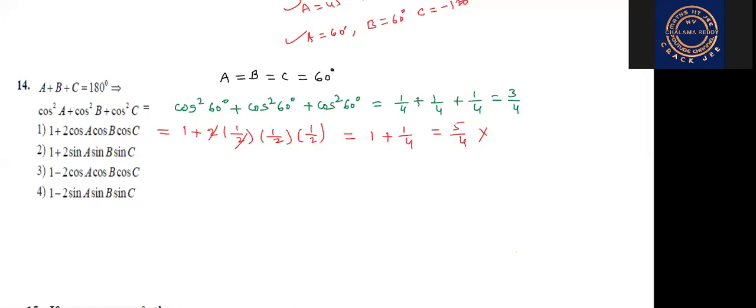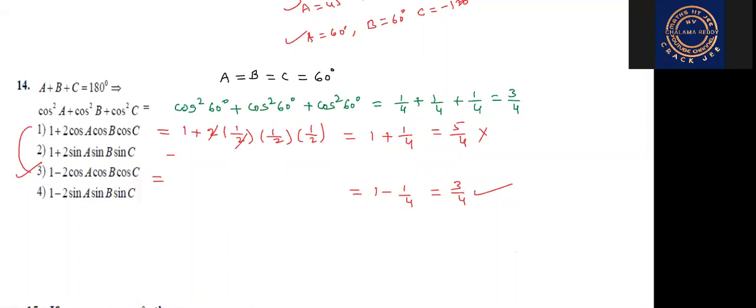Now see the third option. The first option and third option are the same. The only difference is minus and plus. So here we get 1 minus 1 by 4. So this is 3 by 4. So we expect the third option to be correct, and let's verify the remaining two also.